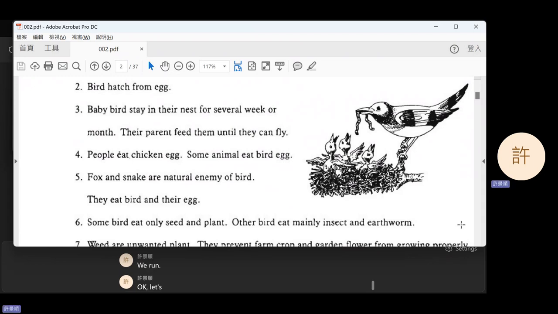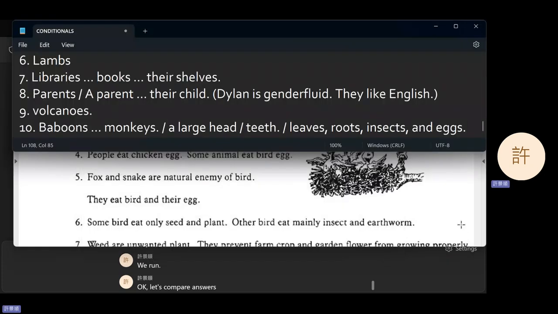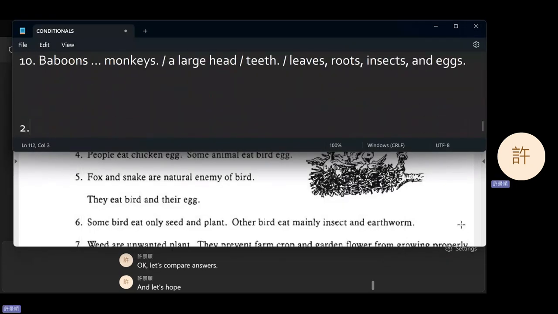Okay, let's compare answers. And let's hope the computer can keep up with me this time.